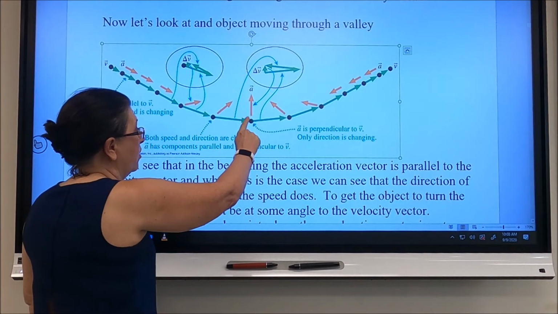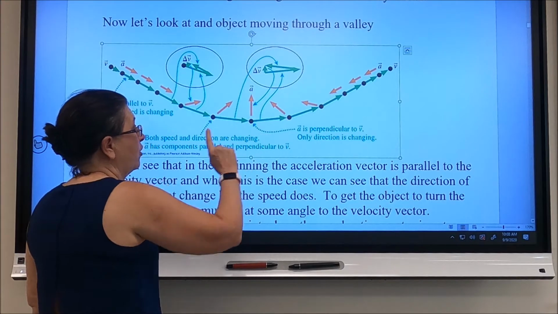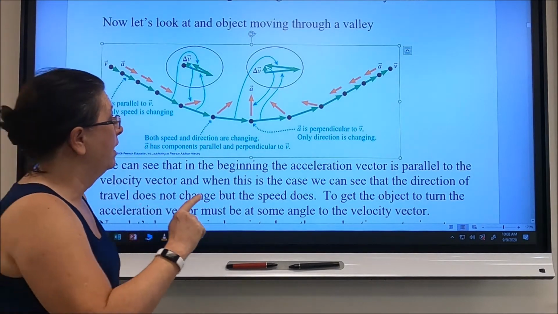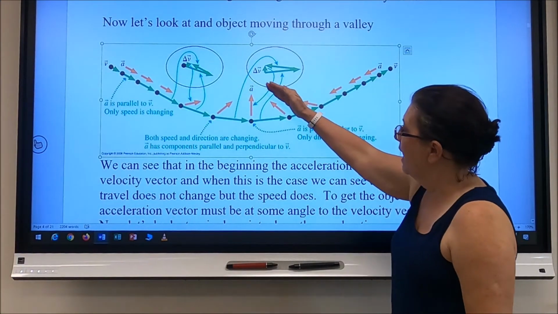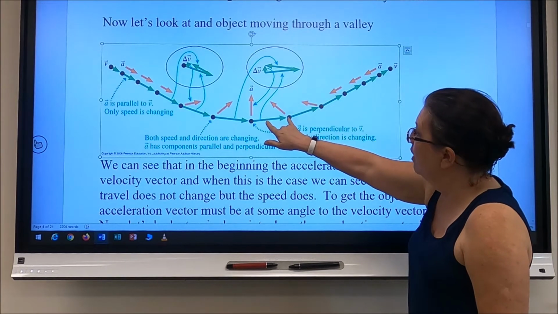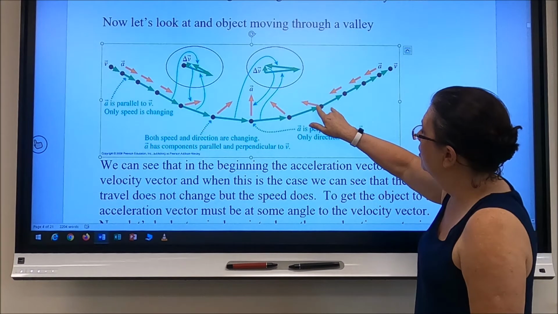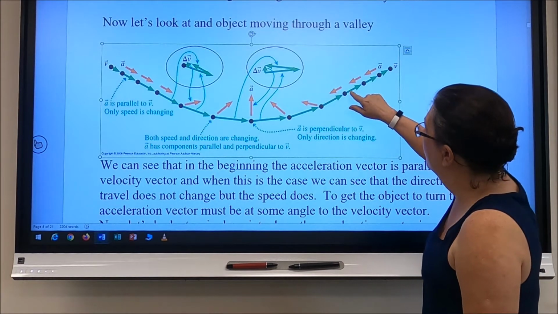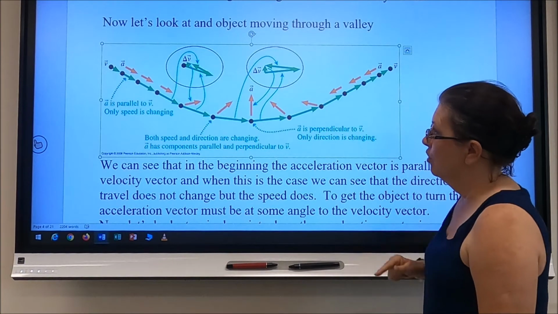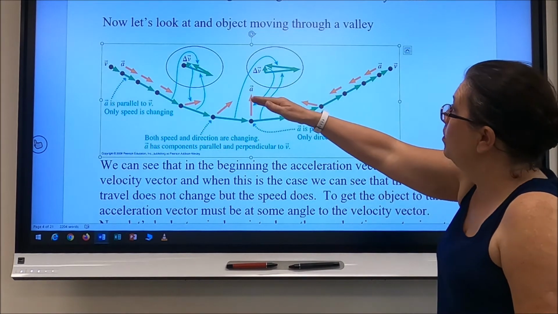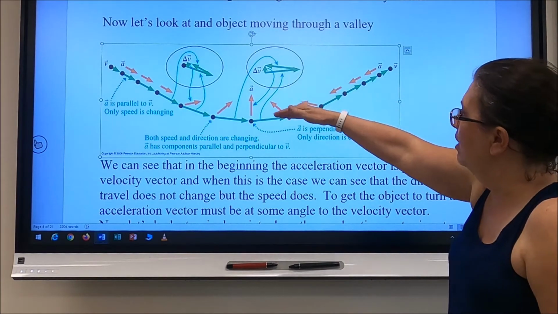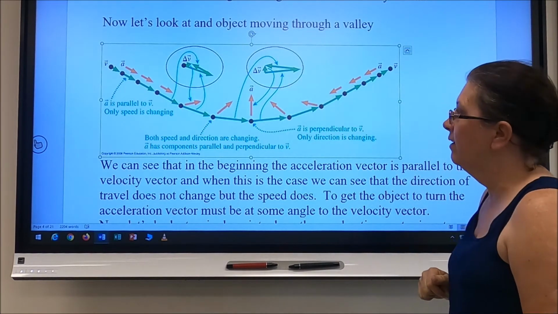Here it's perpendicular, so notice this velocity vector and this velocity vector are the same length. And here now, if I compare this one to this one, it's a little shorter and it's turned, a little shorter and it's turned, and now they just keep getting shorter. Okay, so this would be an object rolling down a hill into a valley and up the other side.